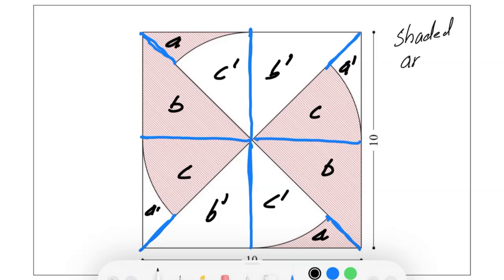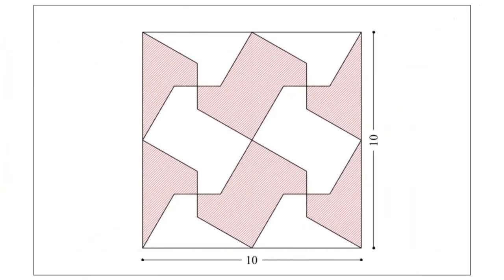Shaded area, which we can also call SA, is equal to A square by 2, and this is going to be 100 by 2, therefore 50. Let's move to another question now. What happens now in this case?